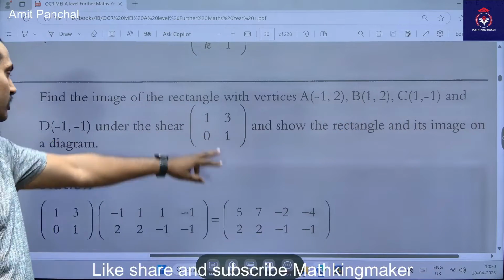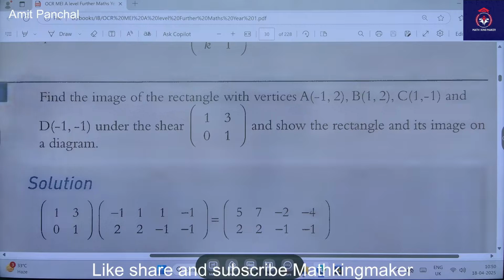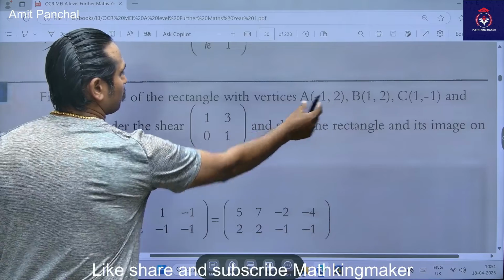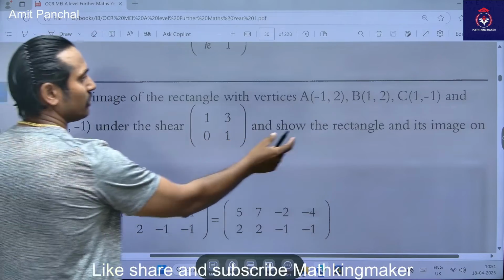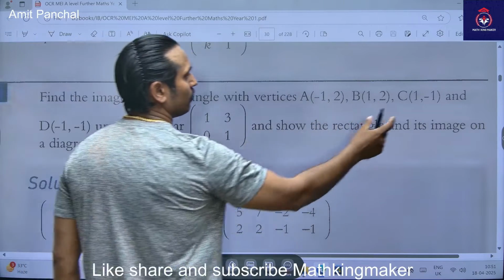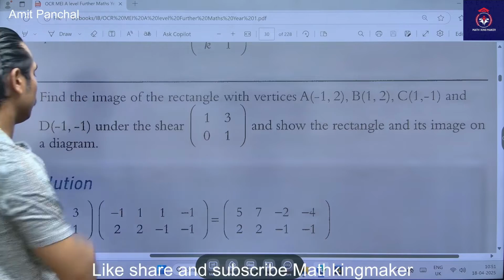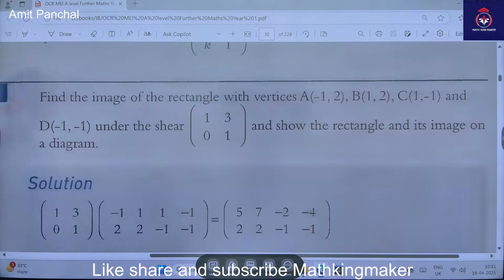So it is just a shear. And show the rectangle and its image on a diagram. So first of all, you need to find its image with -1 2, and 1 with 1 2, with 1 -1, and with -1 -1. So you will get it.